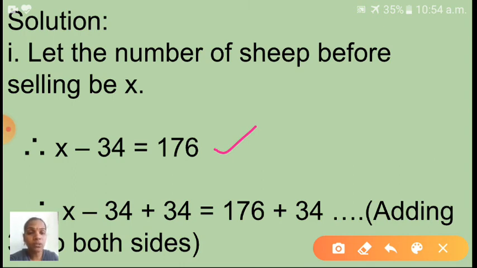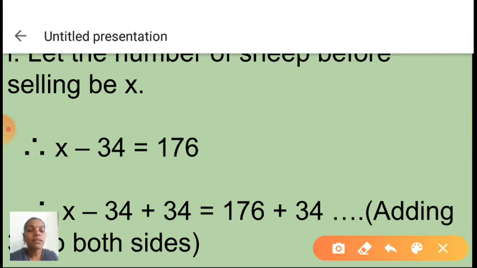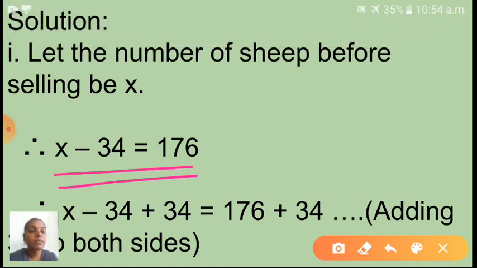I hope you understood this one. Why here X, why here minus? Yes, here those 34 sheep were sold. That's why here minus 34. After selling, how many sheep does he have? That is 176. Okay children. Now see here, this is the equation. First we have to make what? Which one we have to find, that we have to take as the variable. Afterwards we have to make an equation. Hereafter it is so easy, we have to solve the equation.